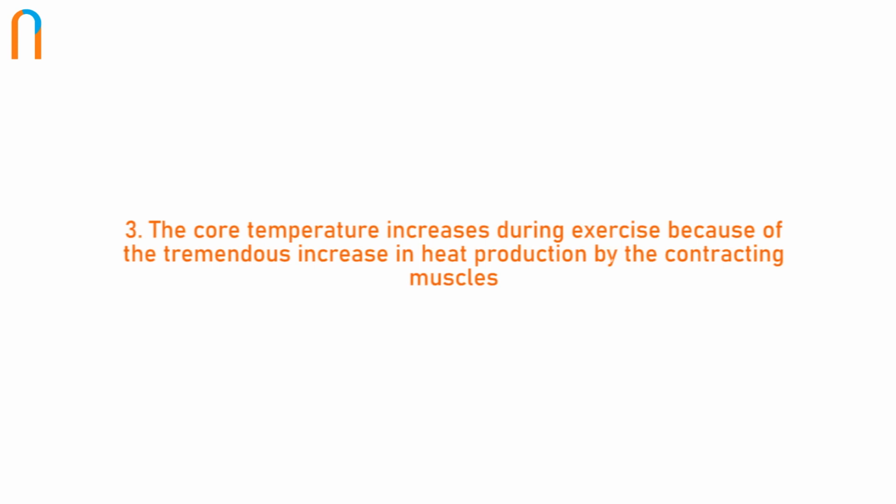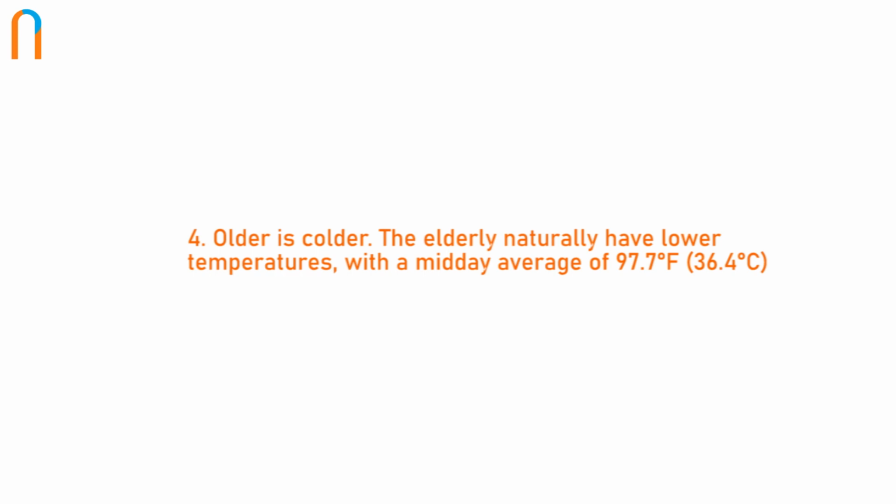Third, the core temperature increases during exercise because of the tremendous increase in heat production by the contracting muscles. During hard exercise, the core temperature may increase to as much as 40 degrees Celsius. In a resting person, this temperature would be considered a fever, but it's normal during strenuous exercise. Older is colder. The elderly naturally have lower temperatures, with a midday average of 36.4 degrees Celsius.